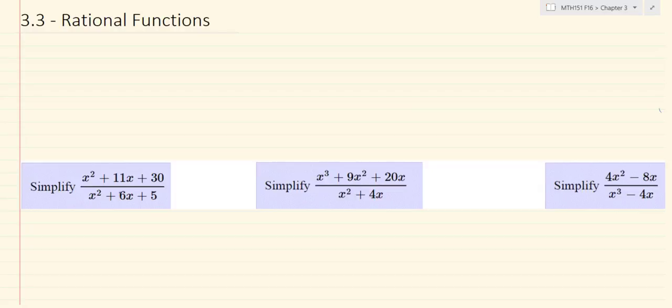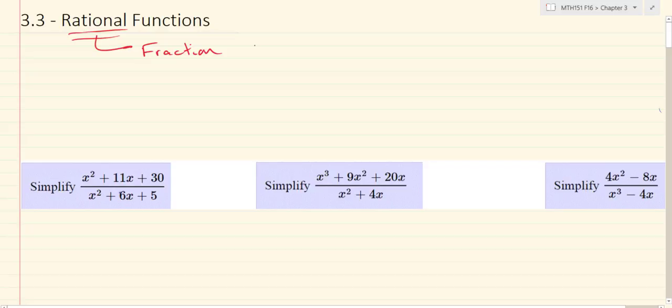This is 3.3, rational functions. And the word rational in mathematics is just a big fancy word for fraction. Anytime you see rational in math, it means a fraction. And normally our fractions are things like a over b.